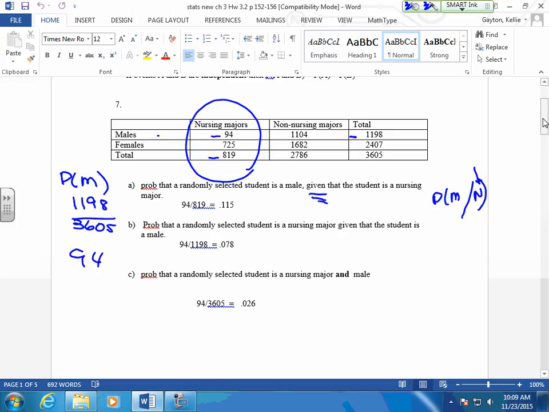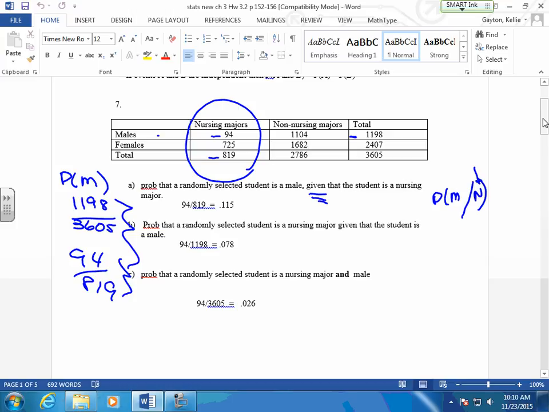If these are not the same, that means something affected this total. My given did. The fact that I said, don't look at the total, look at just the nursing majors. That means this is a dependent event. I'm dependent on what part you tell me. So do you see the difference when we talk dependent and independent? This is really important that you could read it off this chart.